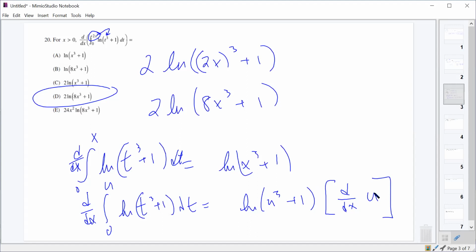Yep, so if this was 0 to sine x, you'd do natural log sine x cubed plus 1 times the derivative of sine x. You'd have a cosine x out in front of it, and so on.